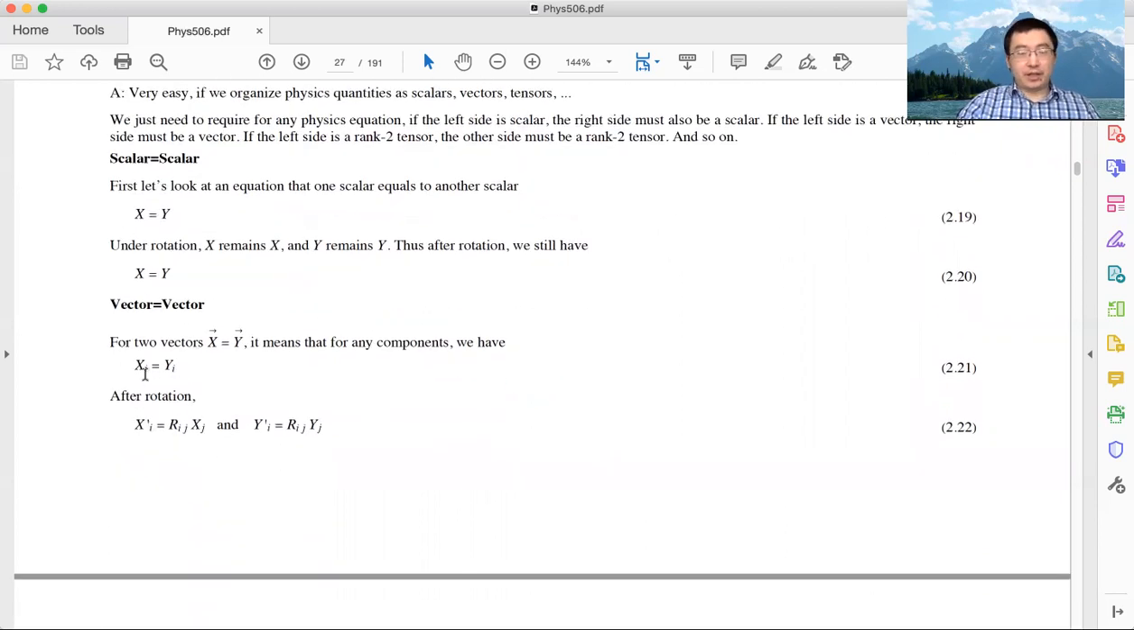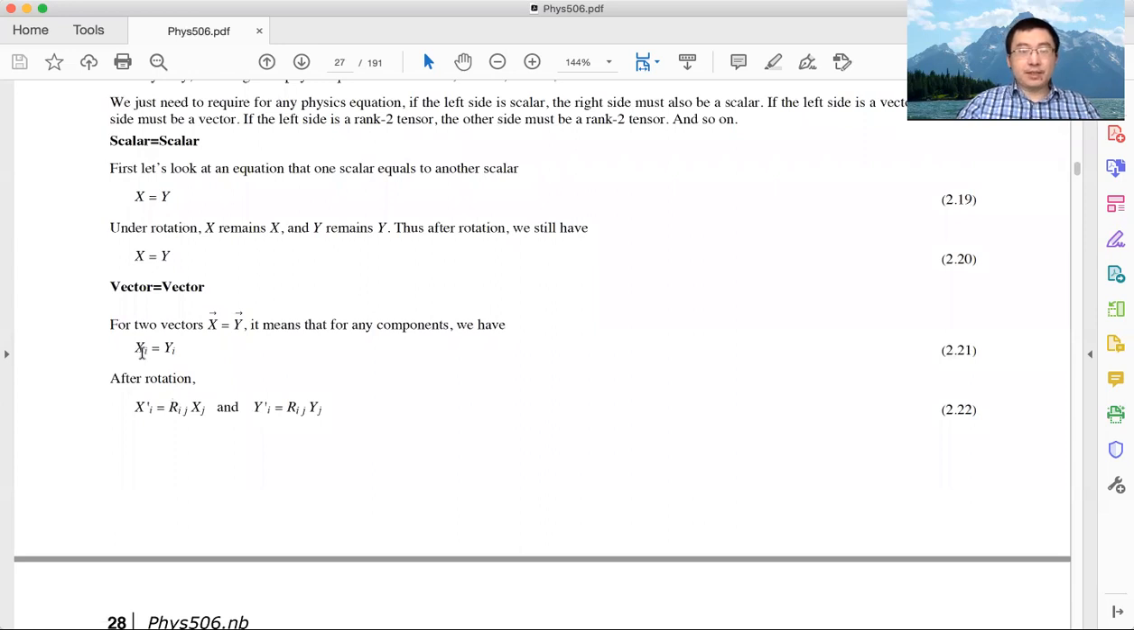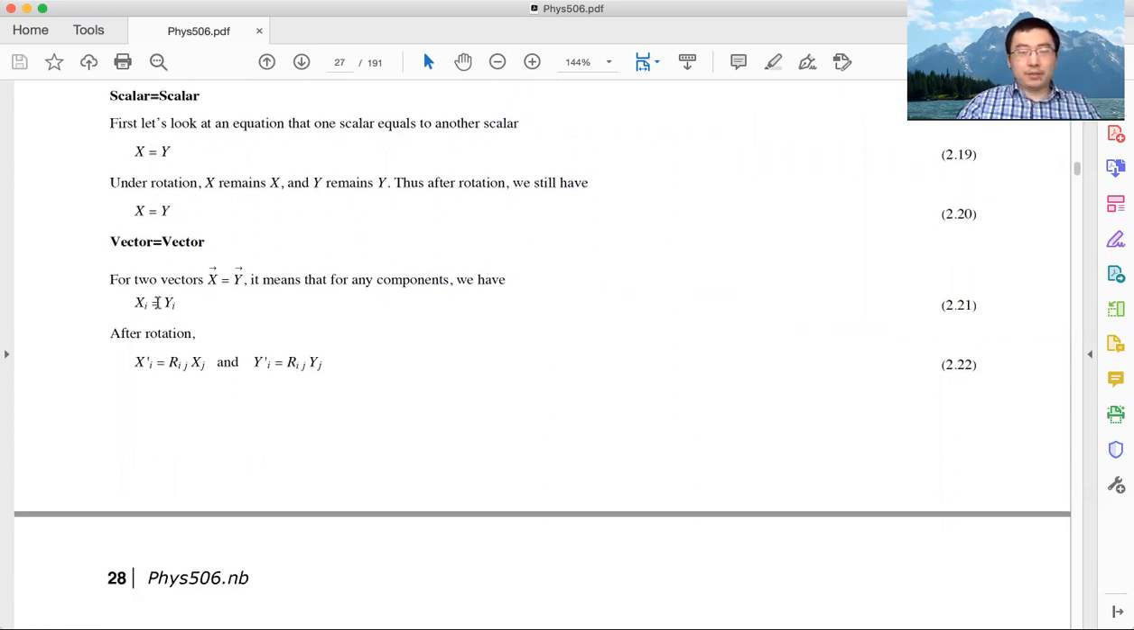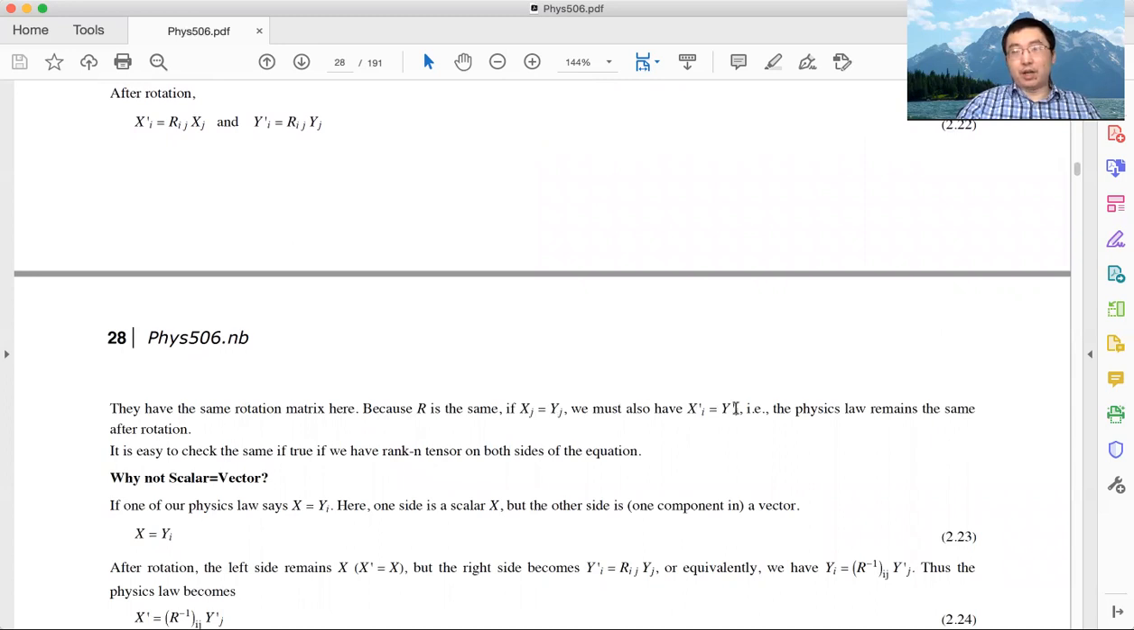Similarly for vectors, if I have x_i equals y_i, so the x vector equals the y vector, it means all three components are equal to each other, x_i equals y_i. Under rotation, we know that x behaves like this, with the rotational matrix multiplied to it. y behaves exactly the same way, with exactly the same rotational matrix multiplied to y. Because I'm multiplying x and y by the same matrix, if x equals y, x prime will be equal to y prime. So after rotation, they're still equal to each other, because they rotate exactly the same way.